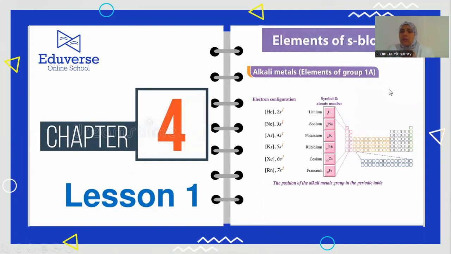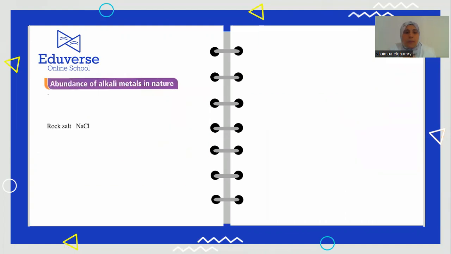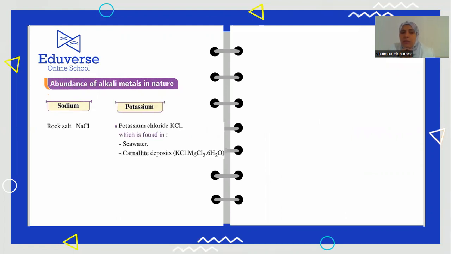As we can see in the graph, all of them end with the same S sublevel, which contains only 1 electron, with different energy levels. Abundance of alkali metals in nature: sodium is the most abundant alkali metal, and potassium. Sodium is found in rock salt, and potassium is found in seawater and in the carnallite deposit, KCl.MgCl2.6H2O.